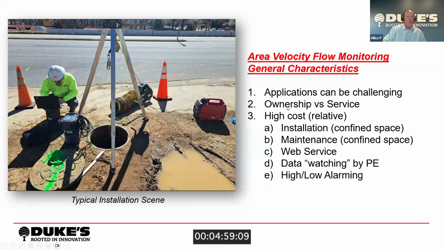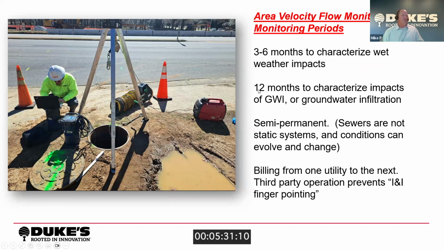So number two would be ownership versus service. Rarely does ownership work for a utility that I've seen. Now, there certainly are exceptions, but it takes a big commitment. So number three here, just to touch on the cost, flow data is a relative high cost. We'll talk about level data. That data costs less. And a lot of that is around the requirements for installation and confined space entry requirements for maintenance, of which there could be a lot. Another step in this is determining how long to leave the equipment in one location.